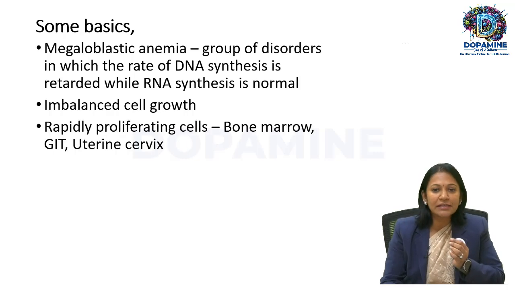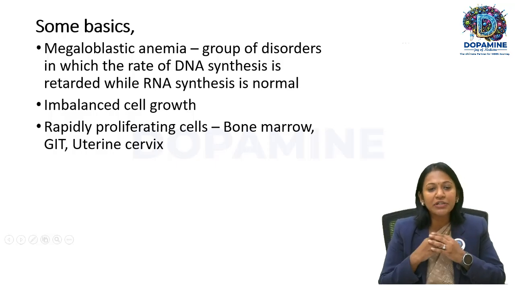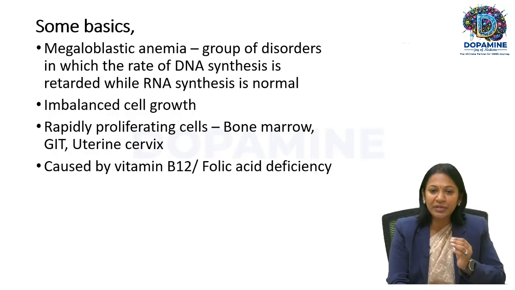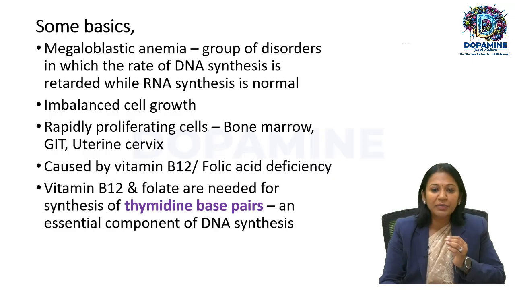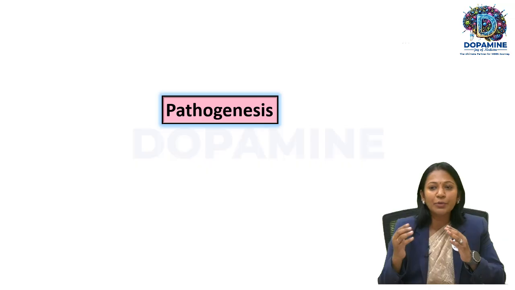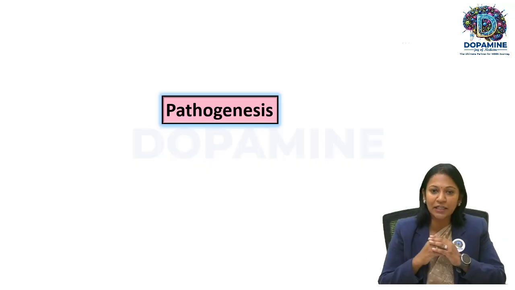This not only affects the cells of the bone marrow, but also all the rapidly proliferating cells, that is, the cells with a renewal of less than 24 hours: the gastrointestinal tract, the lining of the uterine cervix. All these cells will be affected, and it is caused by vitamin B12 or folic acid deficiency. Vitamin B12 and folate are needed for the synthesis of thymidine base pairs, an essential component in DNA synthesis. So this is the concept map of megaloblastic anemia, where we are going to link the etiology with the pathogenesis and ultimately the clinical features.